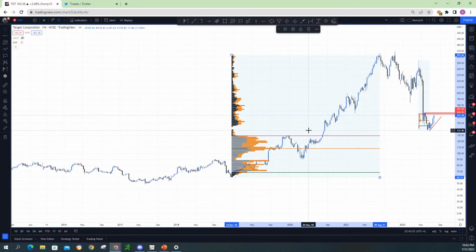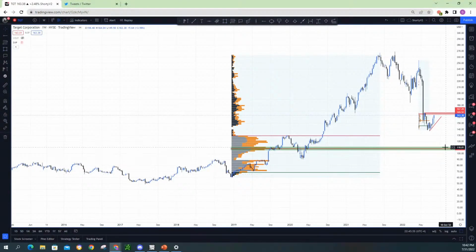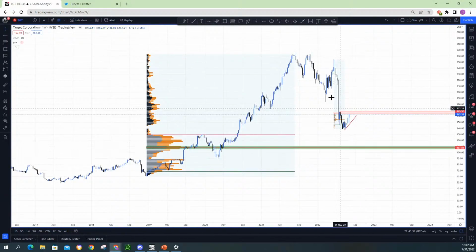Oh man, this has room to go to $100, dude. 107. This is a really good area for some shares right here.